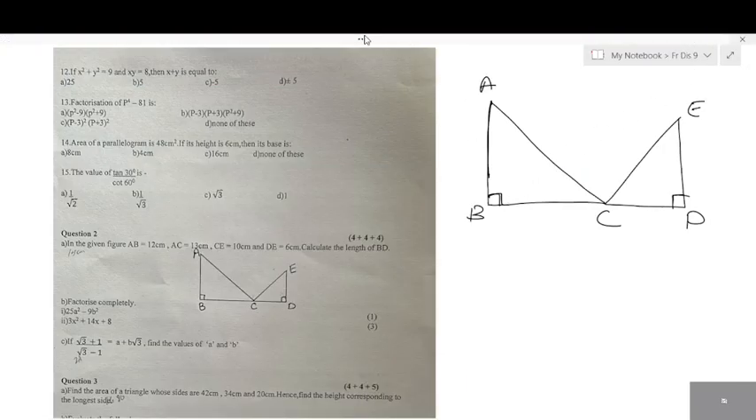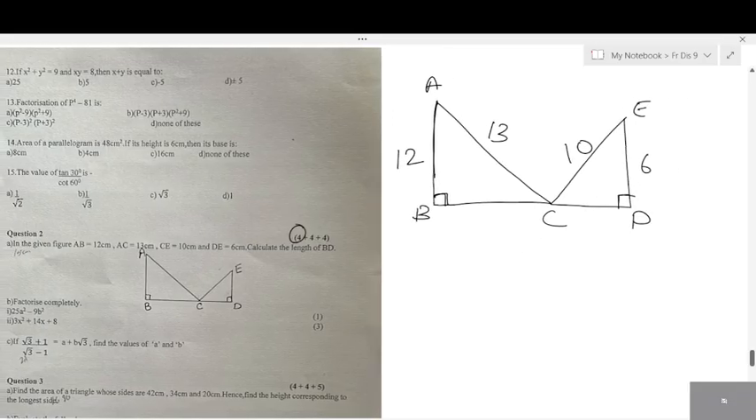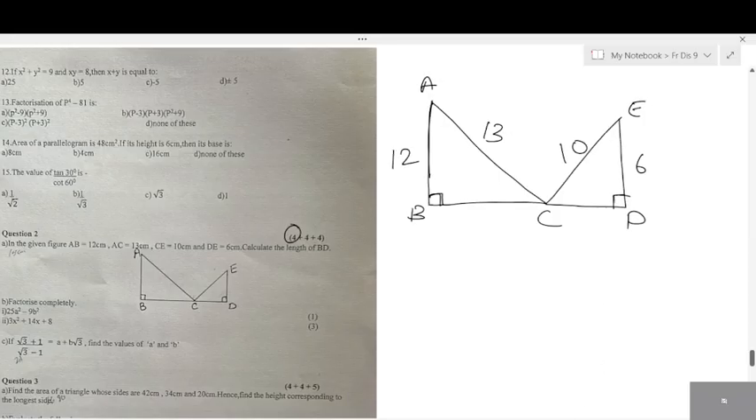See, Pythagoras is easy, students. How many marks question is this? Second main, how many marks question? 4 marks. What is the value of AB? How many right angles do we have? Bhargavi and Tony, tell me how many right angles we have? Two right angles, right? What is the value of AB? 12. What is BC, students? Is the BC value given? No. AC is 13. CE is 10. DE is 6. Which concept do we use here? Which formula do we use to find BC and CD?